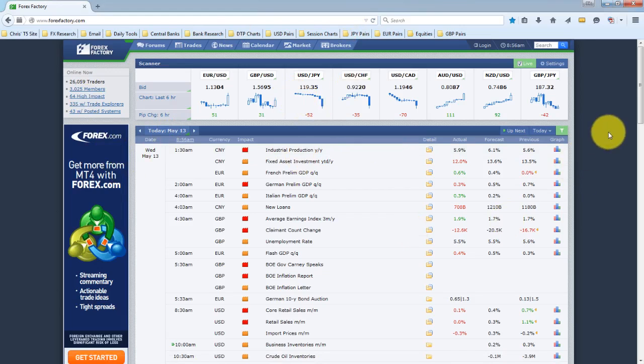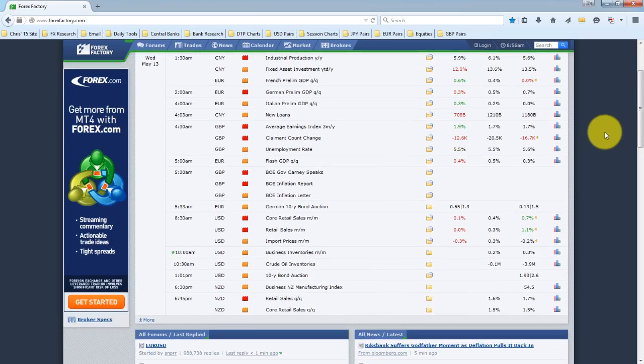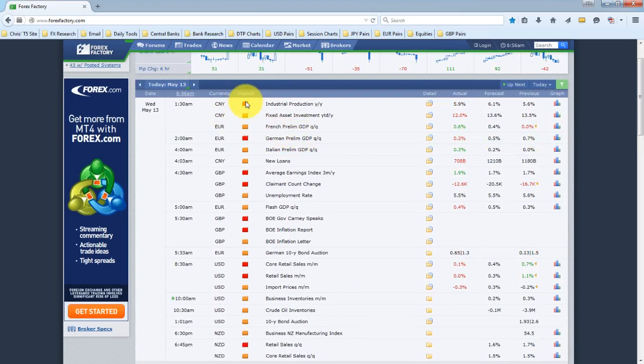All right, here's an example. This is just forexfactory.com, and it has a nice economic calendar that shows the expected impact. If it's a red folder, it's a high impact. If it's an orange folder, it's a medium impact. And I've filtered out the low impact expected releases because I'm not really worried about that. It just clutters up my calendar here.